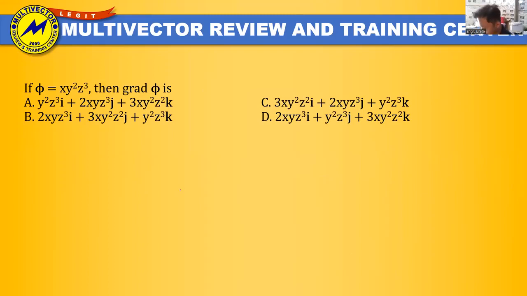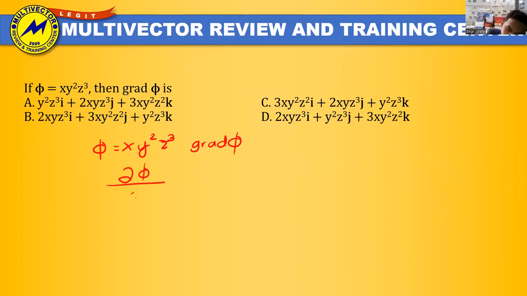Problem number 100. For a certain scalar quantity x y squared z cubed, we are asked to find its gradient. To find the gradient of our function, it is equal to the partial derivative of our function with respect to x multiplied by the unit vector i, plus the same with respect to y times j, plus the partial derivative with respect to z times the unit vector k.